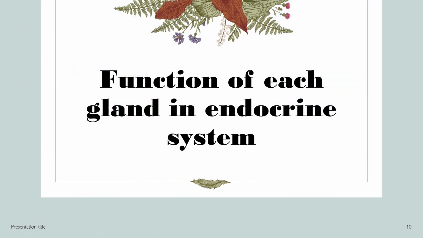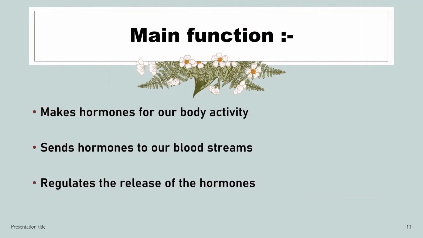Now, let's continue to the function of each gland in the endocrine system. Before we start, we have to know the main function of the endocrine system. First of all, it makes hormones for our body activity, sends the hormones through our bloodstream and regulates the release of the hormones. That was the main function of the endocrine system.